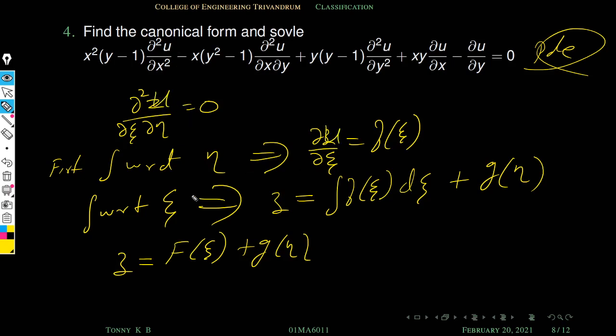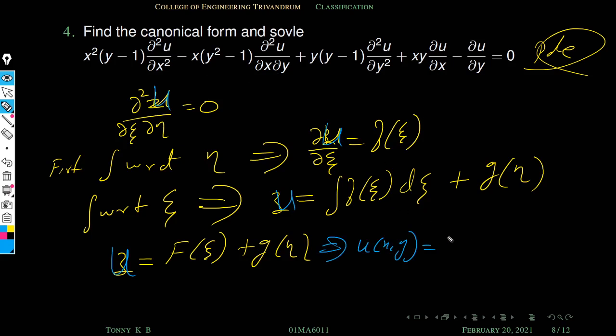Right, this is u. So you write u because our dependent variable is u. So this is all u. Okay, so we have to find u in terms of x and y. That is very easy. So what is our u of x, y?